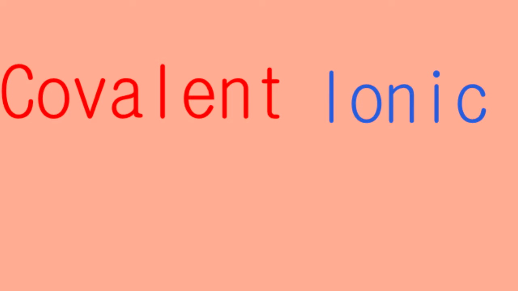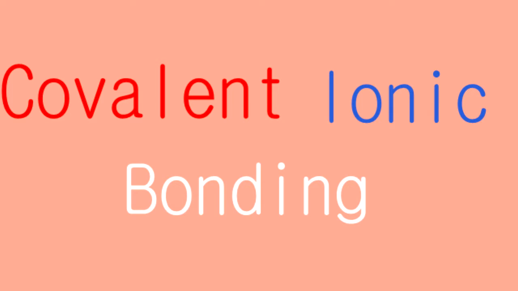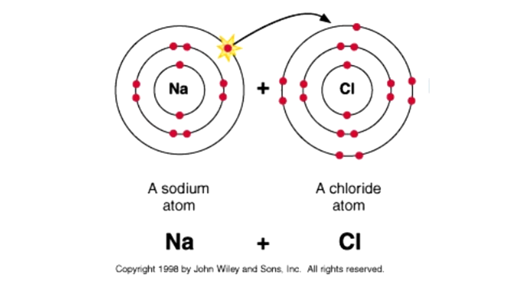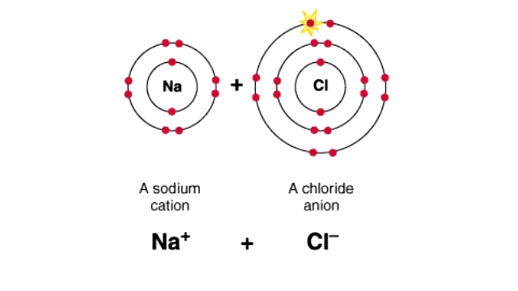Covalent and ionic bonding. Ionic bonding. An ion is an atom with one less or one extra electron. Ionic bonding is between a metal and a non-metal, where one of the two atoms, usually the metal, gives an electron to the other, one or more. Usually the one receiving the electrons is the non-metal. This is to satisfy both atoms' full outer shells.